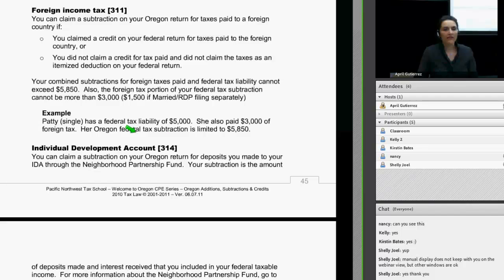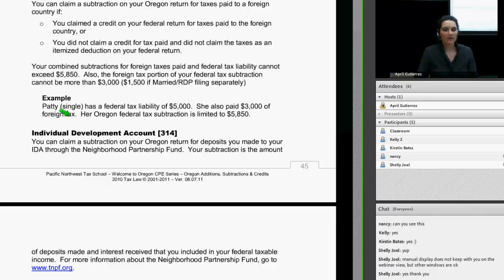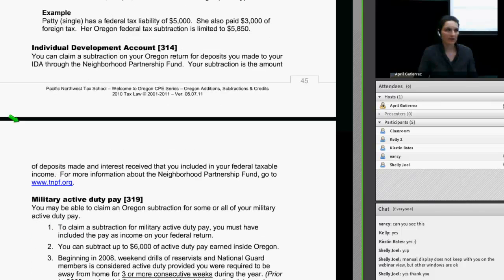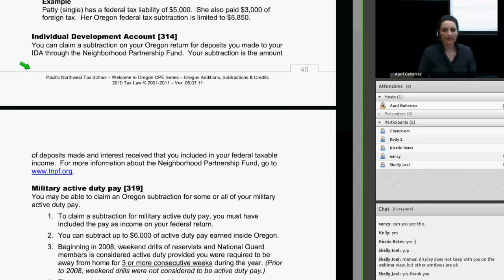Patty Single has a federal tax liability of $5,000. She also paid $3,000 of foreign tax. Her federal tax subtraction is going to be limited to $58.50, so she'll be able to claim $5,000 on the line 13 and $850 on line 18.